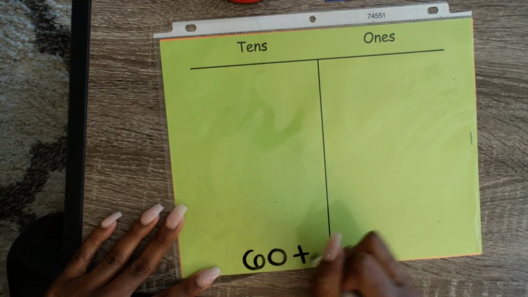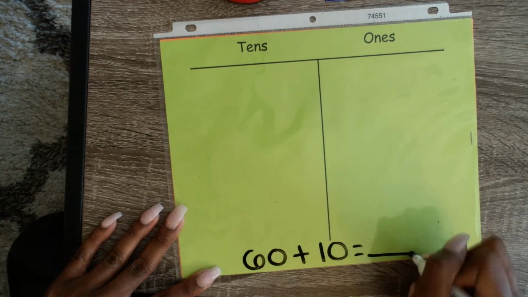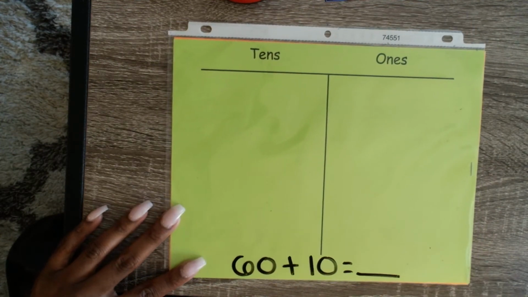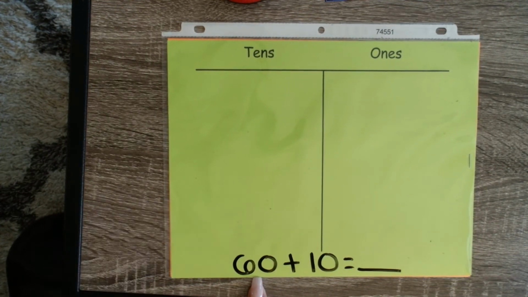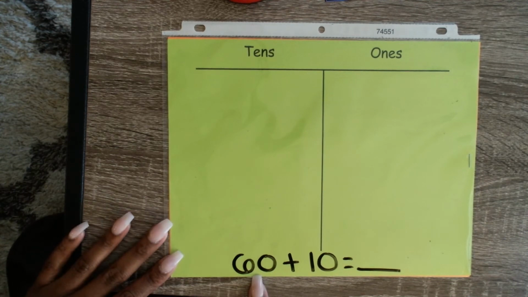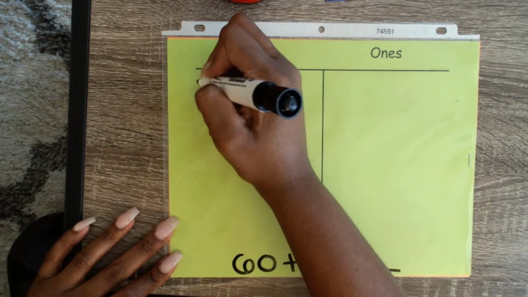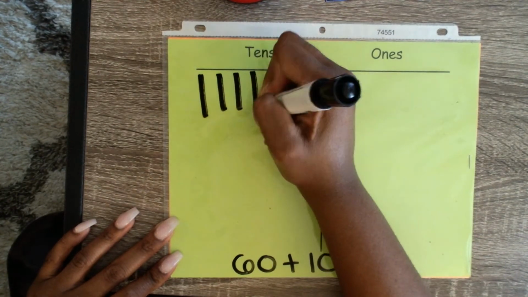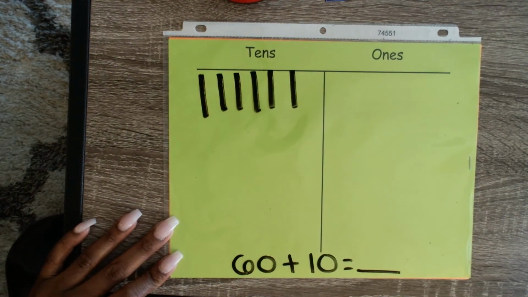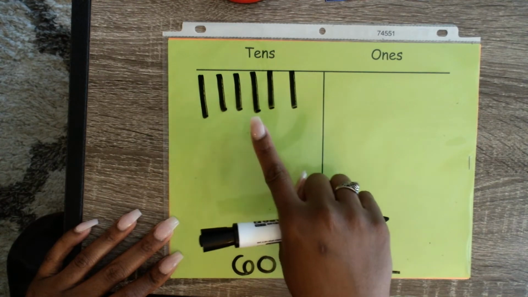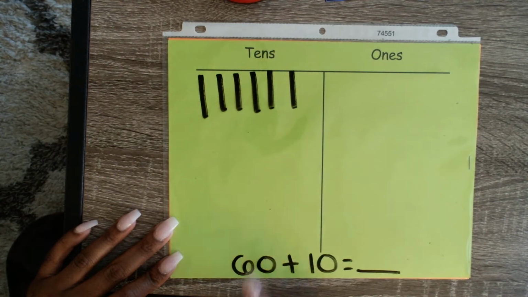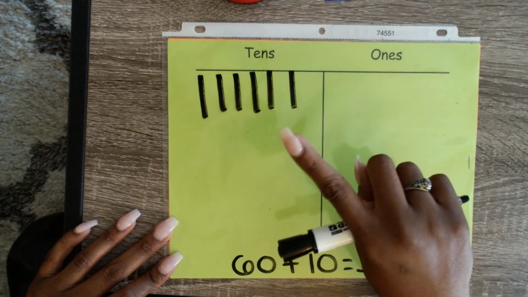All right, so let's do the equation. 60 plus 10 equals blank. The first thing you want to do is always build your first number, or your bigger number. Our bigger number is 60, so I'm going to build it. 60 has 6 tens in it. So 1, 2, 3, 4, 5, 6. To double check, you can recount what you built. 10, 20, 30, 40, 50, 60. Do we have 6 tens? Yep. Now, in our ones place, we don't have anything, 0. So we're not going to add anything to our ones place.